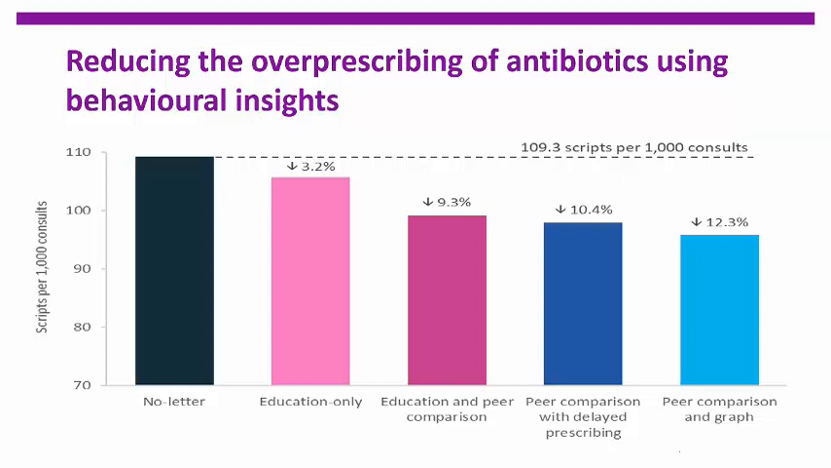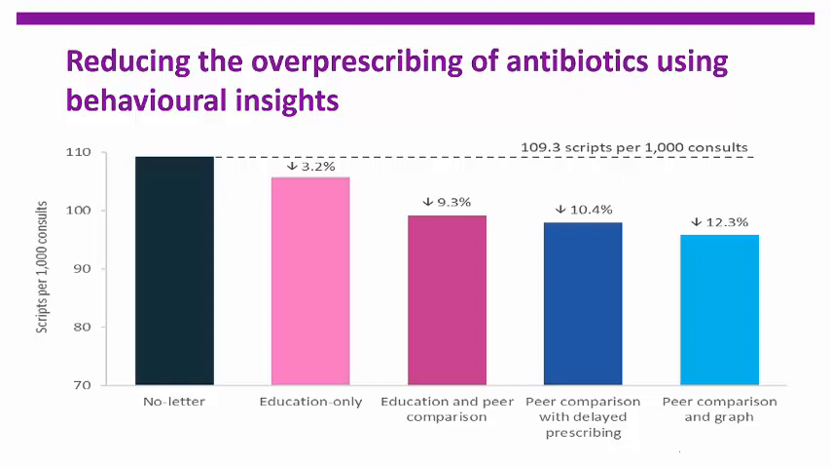The second intervention was an education with peer comparison letter. So it included the same education information as the education-only letter, but it had a tagline at the beginning which said, "You are prescribing at a level that's about 80% of your peers, so you're at the top 80% of prescribers," or whatever the number was, between 70 and 100.